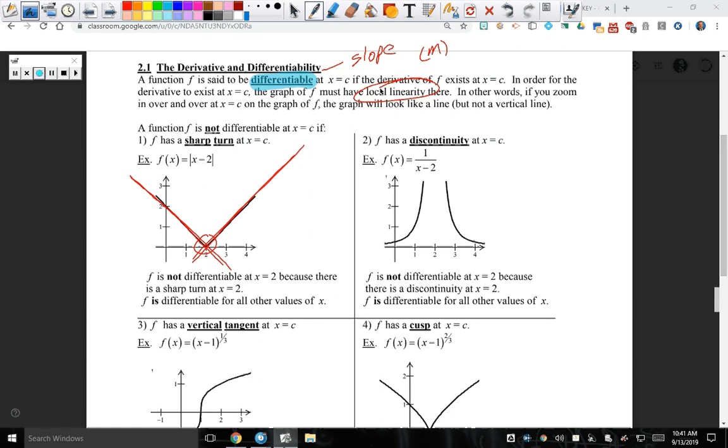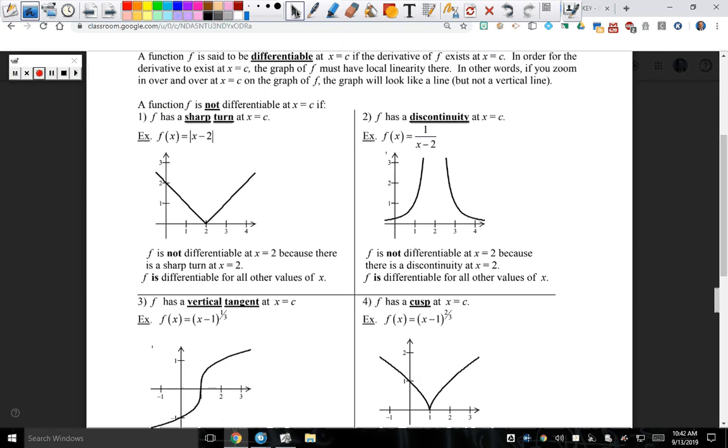Slow curving and slow changing, so that we can predict its future. Okay? Here we go. The next one is 2. f has a discontinuity at x equals c. So right here at c equals 2, you can see that there is a discontinuity. What kind of discontinuity is it? Infinite discontinuity. Is it removable or non-removable? Non-removable. Can we predict the future where something doesn't exist? No, we can't. Here, the point existed.